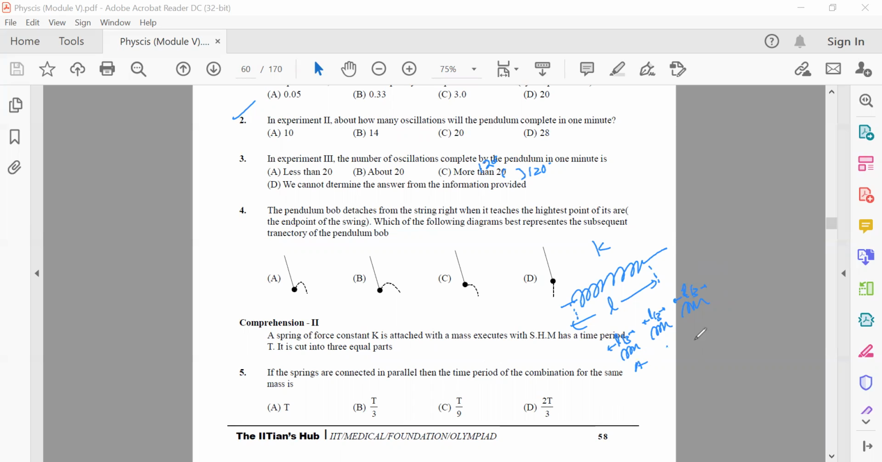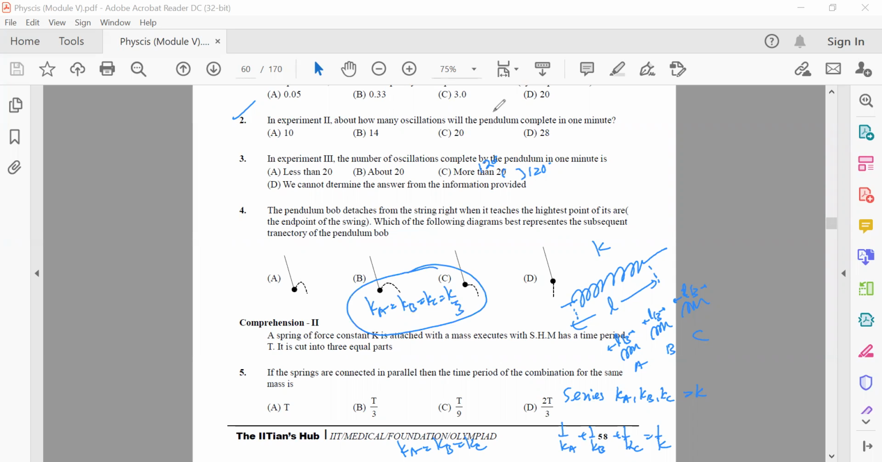Because if I join these three parts, they'll be in series. So series combination of Ka, Kb and Kc should be equal to k. So 1 upon Ka plus 1 upon Kb plus 1 upon Kc should be equal to 1 by k, and by symmetry Ka should be equal to Kb, should be equal to Kc, because they have equal lengths. So from that you will get that each one is equal to k by 3. So this is clear to all of you now. Yes.